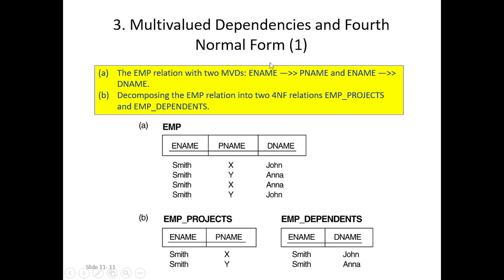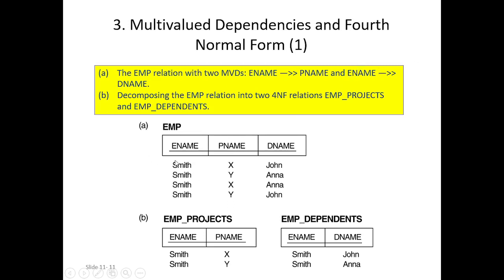Here there are two multi-value dependencies. E name to P name: Smith to X and Smith to Y. That is one multi-value dependency. And another multi-value dependency is between E name and D name.